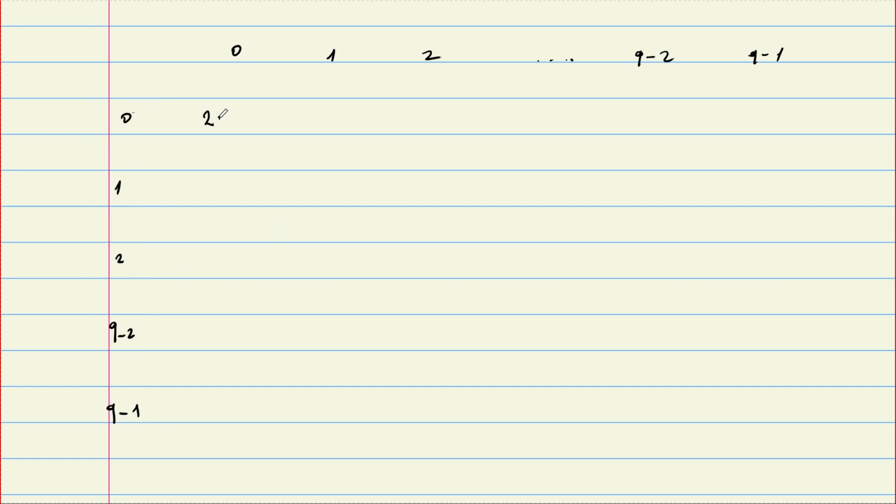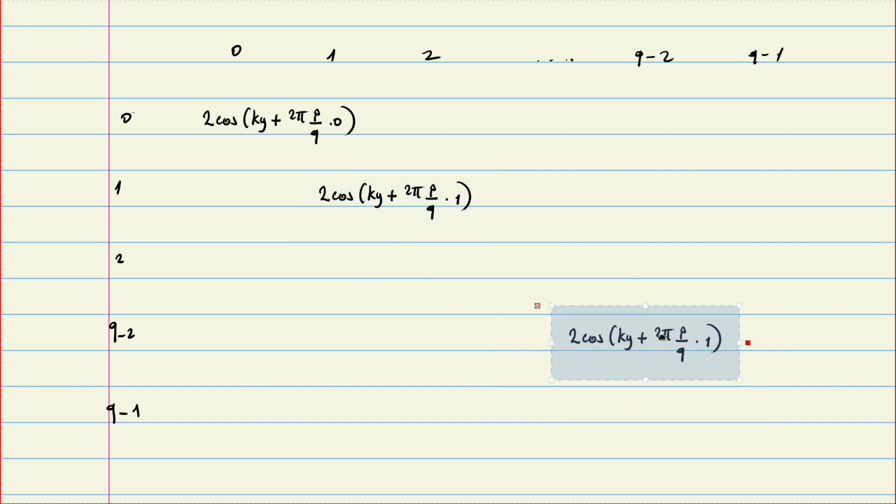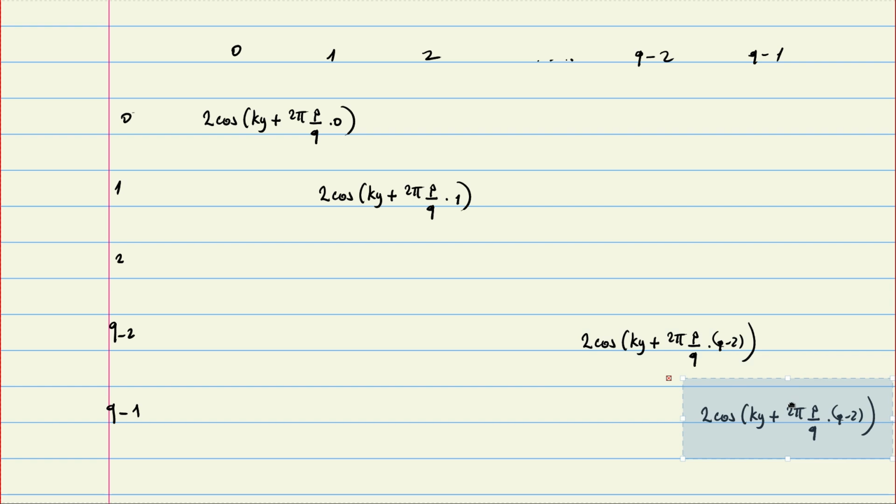So the first entry is cosine of ky plus 2 pi p over q times 0. And the second diagonal, let me just fill up the diagonals. The second diagonal is going to be 1, and all the way up to, for example, this one is going to be q minus 2, and this one is going to be q minus 1. Right? If you put one more q, you come back to yourself.